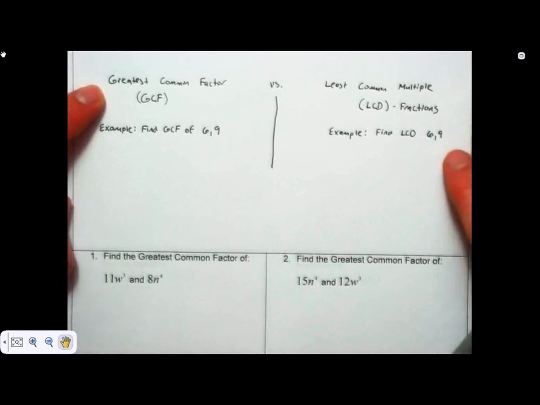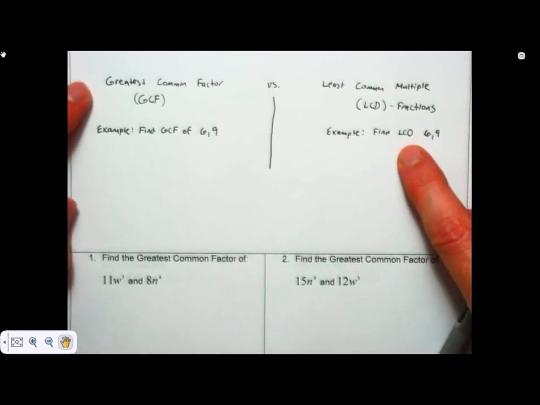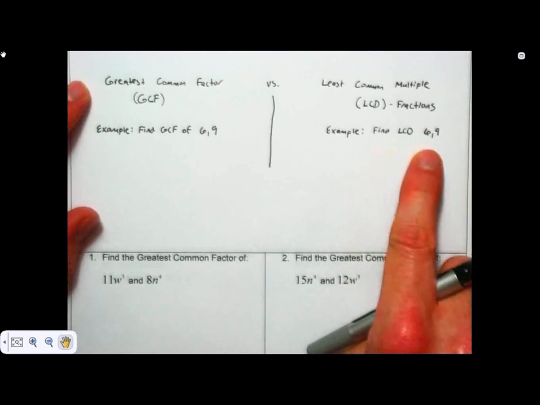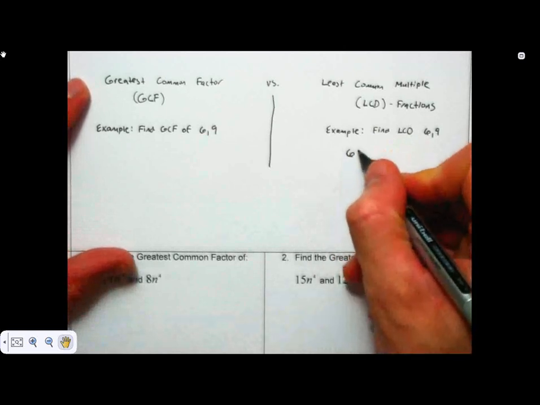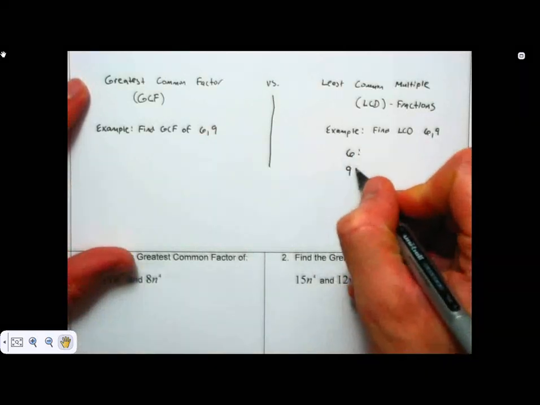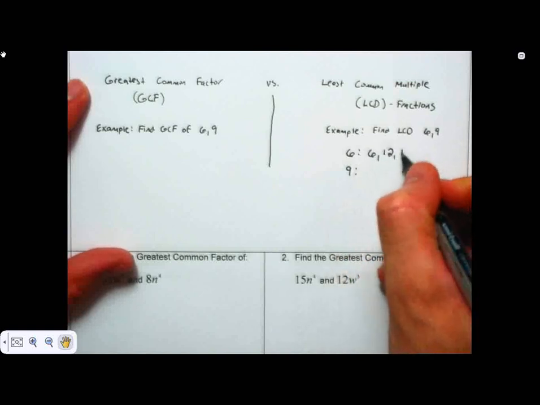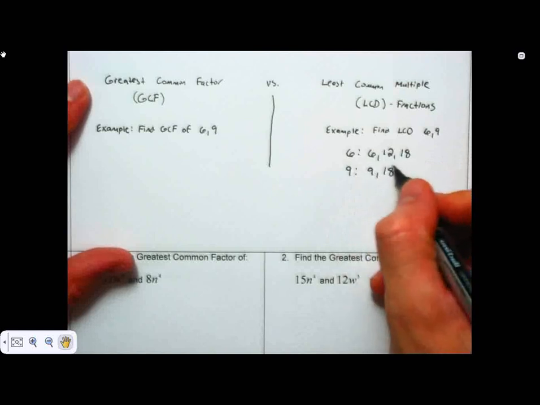The least common multiple is what we've been using up to this point to find least common denominators. So as an example, if I want to find the least common denominator, or least common multiple of 6 and 9, what we did was we listed the multiples of those numbers until we came across a common one. So in this case, it would have been 18.